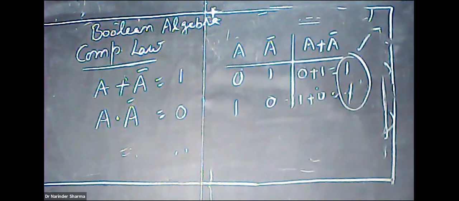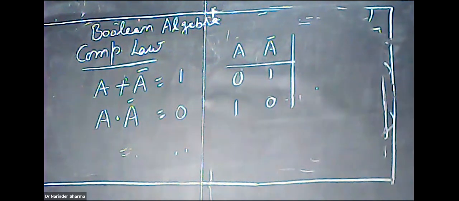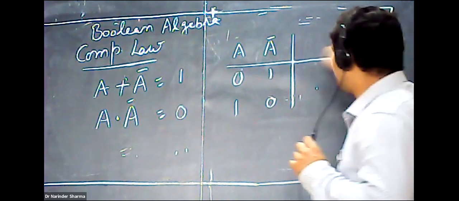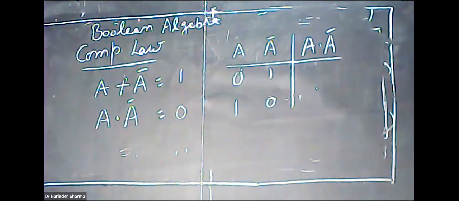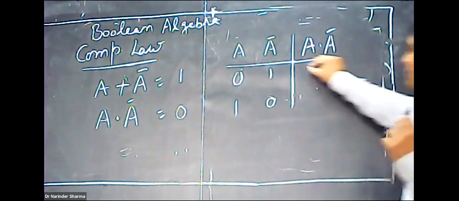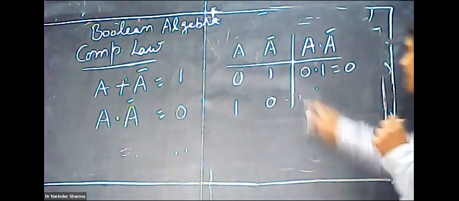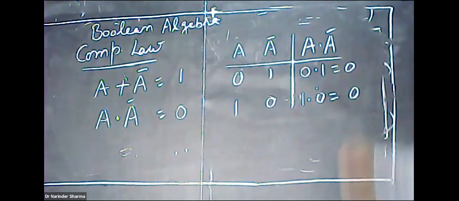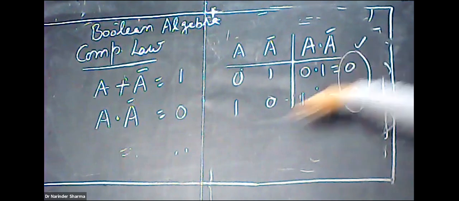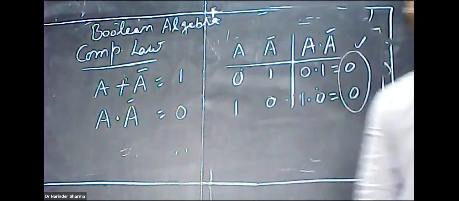Now we will go for A into A bar. See, this is multiplication. A is 0, A bar is 1. I'll write 0 multiply 1, that equals 0. If I write 1 into 0, it will result in 0. In both cases, you will find its value is 0. So A into A bar is 0.